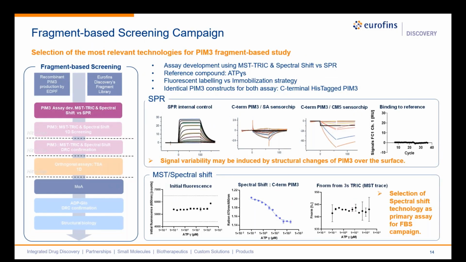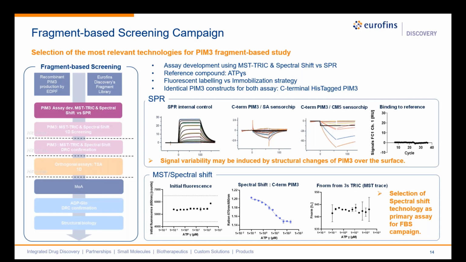Let's move to the feasibility study we performed to select the best approach for the fragment-based screening campaign. We compared MST spectral shift technology that requires fluorescent labeling of PIM3 with SPR requiring protein immobilization. ATP gamma S, a non-hydrolyzable ATP analog, was used as a reference compound to validate the assay development. During the SPR assay, two immobilization strategies were tested, enabling either oriented immobilization or random immobilization by amine coupling. Unfortunately, none of these strategies allowed the detection of ATP gamma S binding.